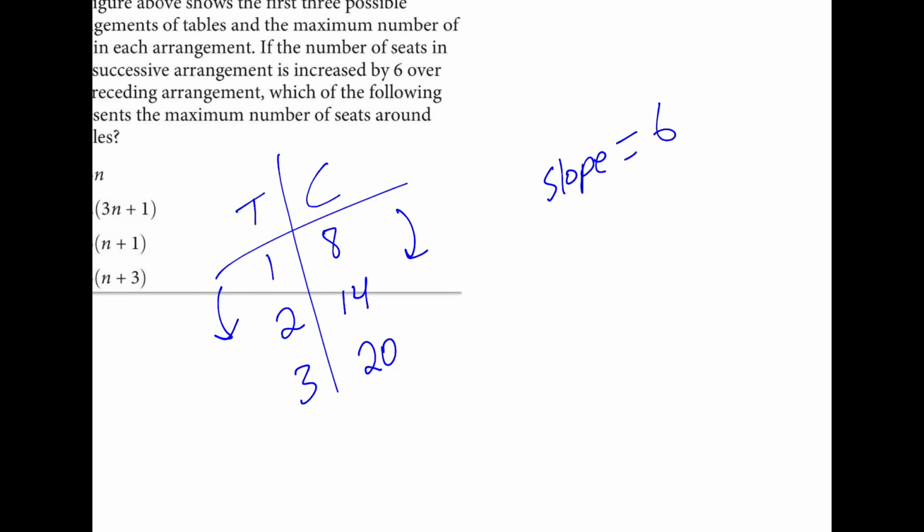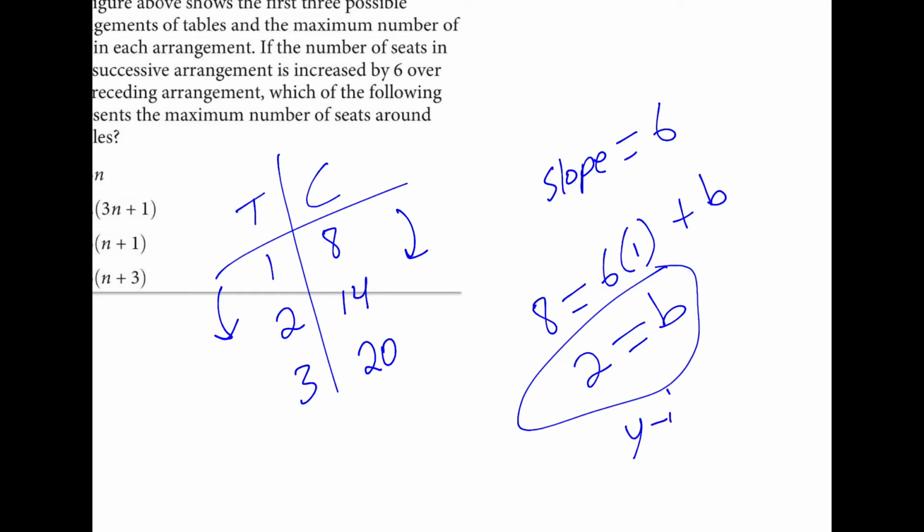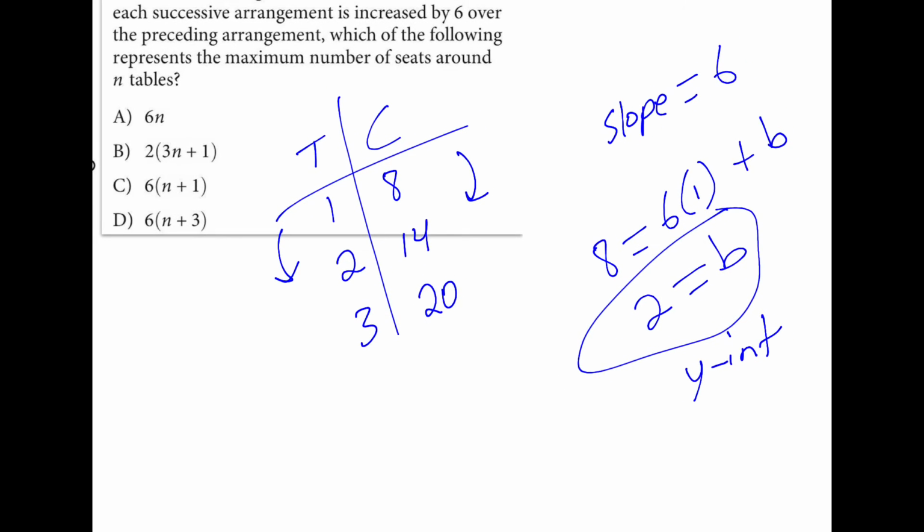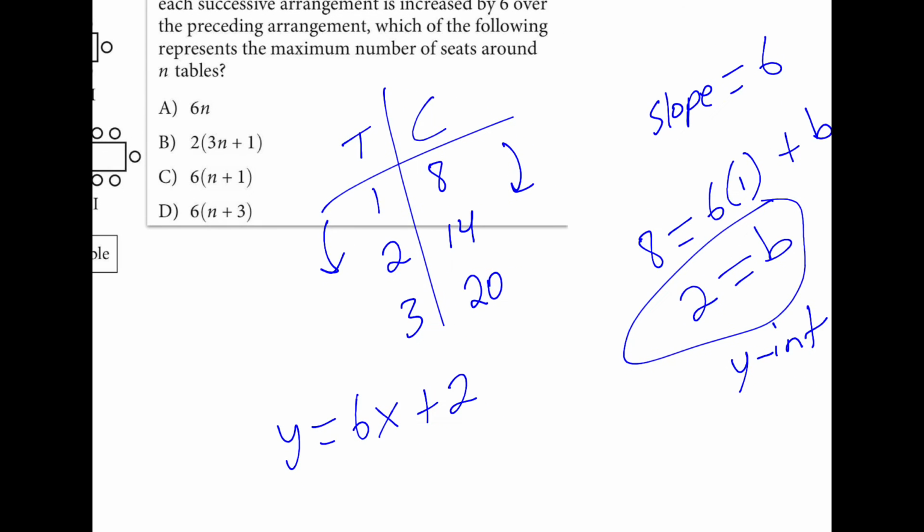And if we plug in a specific value, like 8 is equal to 6 times 1 plus b, we figure out that our intercept is equal to 2. So we're looking for an equation that says y is equal to 6x plus 2. And I don't see that right away, but again, if you distribute the 2, we get 6n plus 2. So that's the right answer.